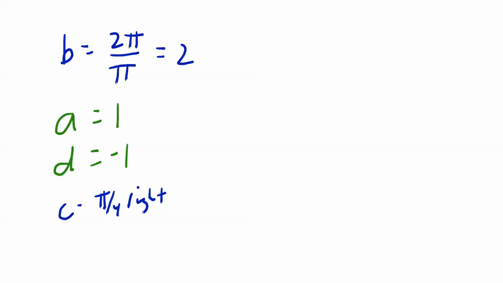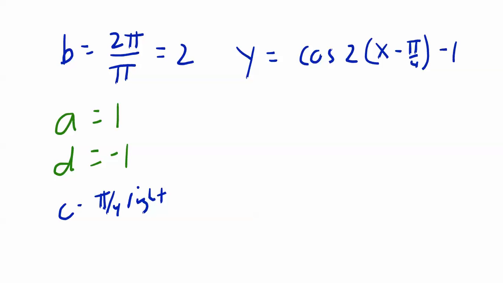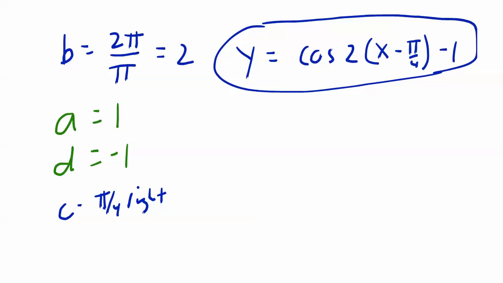All right, so let's write our cosine equation then. It's going to be y equals A, which is 1. Don't really need it then. Cosine, my B value is 2, parenthesis, x minus pi over 4, and then D is -1. So there's one possible equation for cosine.